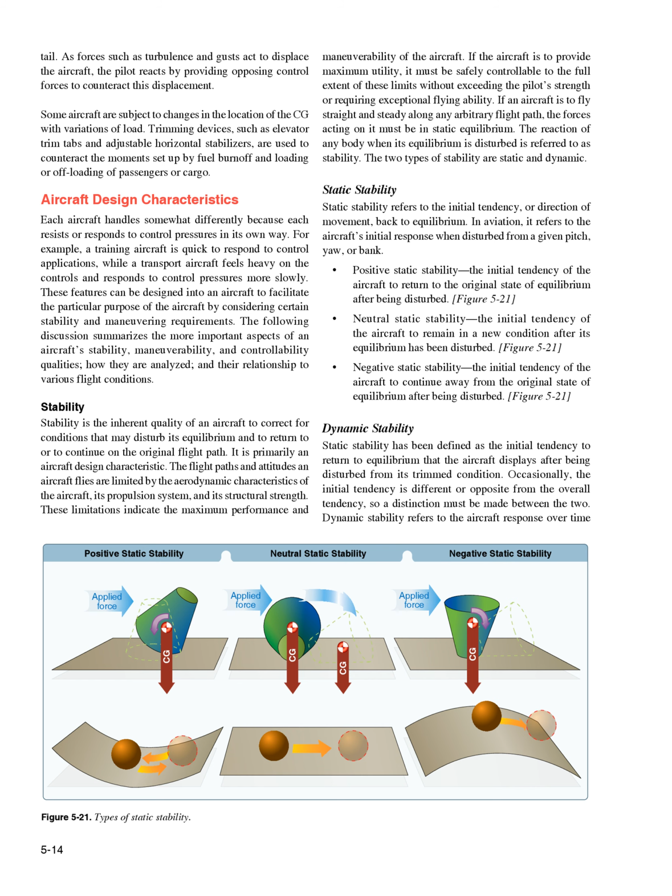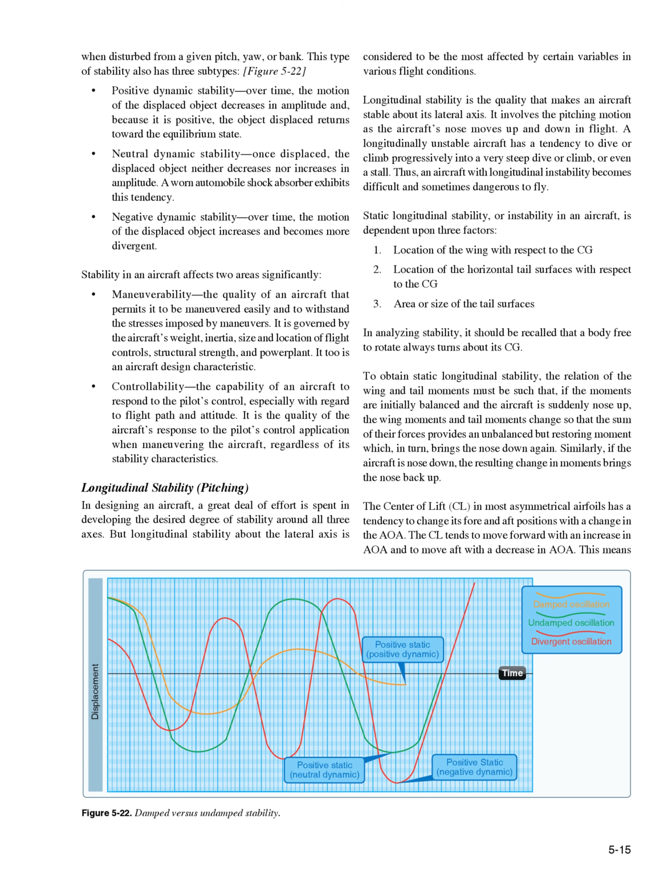Dynamic stability. Static stability has been defined as the initial tendency to return to equilibrium that the aircraft displays after being disturbed from its trim condition. Occasionally, the initial tendency is different or opposite from the overall tendency, so a distinction must be made between the two. Dynamic stability refers to the aircraft response over time when disturbed from a given pitch, yaw, or bank. This type of stability also has three subtypes.